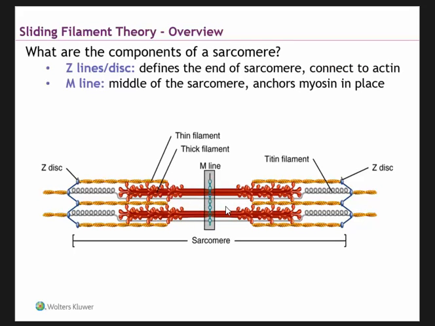And then lastly, we already know the M line is in the middle of the sarcomere, and the Z disc or the Z lines are the ends of the sarcomere. So the M line anchors myosin in place, and the Z discs connect to the actin. When the sarcomere shortens, the Z discs do get pulled towards the middle, so they do move. So the Z disc will move towards the middle, but the M line will not change.